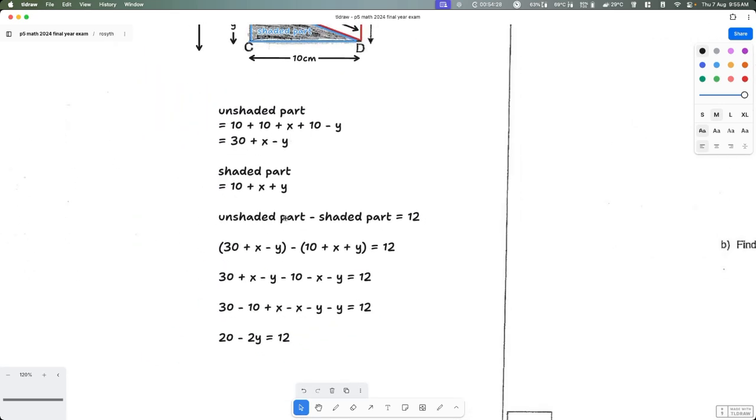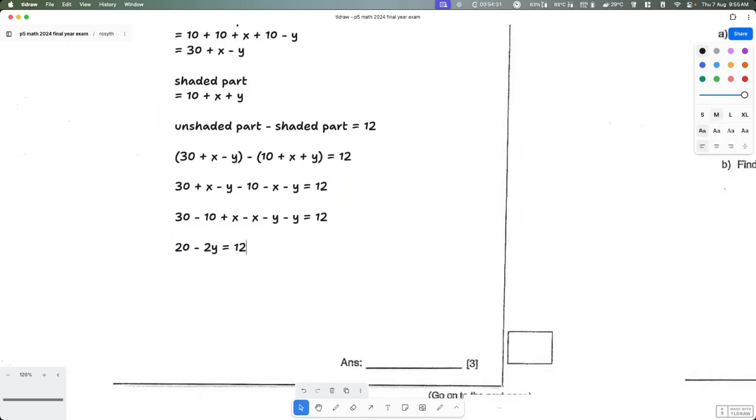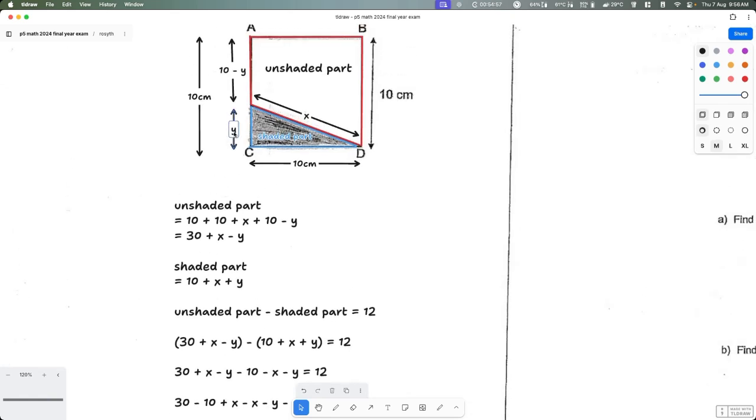From here, I think we can solve this. We can say 20 is equal to 12 plus 2y, and then 2y is equal to 20 minus 12. 2y is equal to 8, and y is equal to 8 divided by 2, which will be 4 centimeters. So now we know that this y over here is 4 centimeters as well.